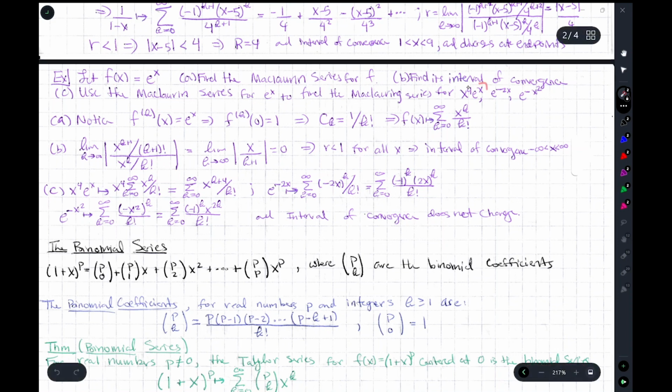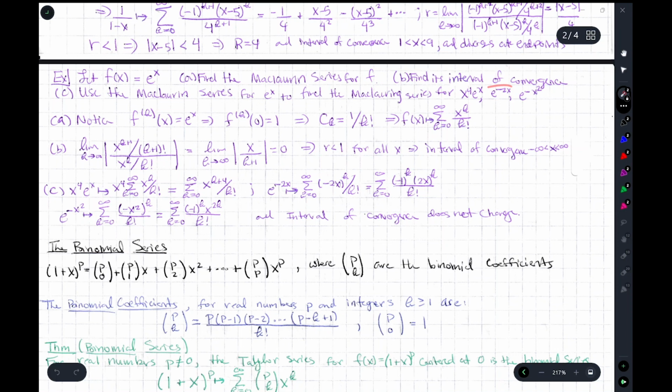For part C, now that we have the Maclaurin series for e to the x, we want to get the Maclaurin series for these. Well, we have a theorem that helped us with multiplying terms like x to the m, and we could do that straightforwardly here. So we'll just multiply x to the fourth by the Maclaurin series, and we now have the Maclaurin series for x to the fourth times e to the x.